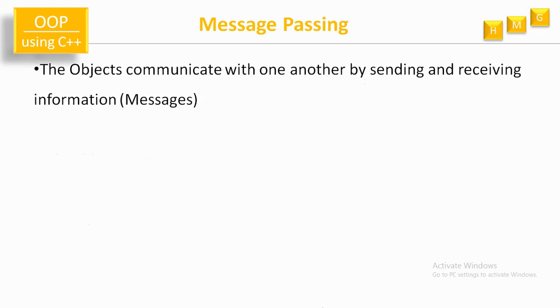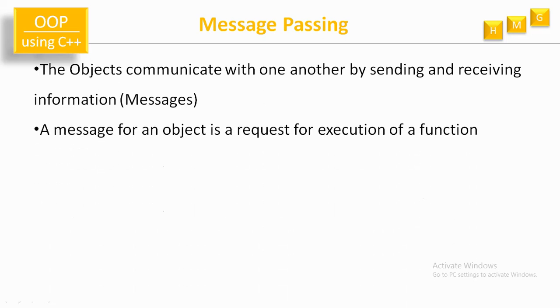Now, whenever we are creating objects in a program, these objects can communicate with each other by sending and receiving information, and this information or data which is sent to each other by the objects is called messages. So with the help of one message, one object can request another object for certain data from it. So this is message passing. A message for an object is a request for execution of a function.